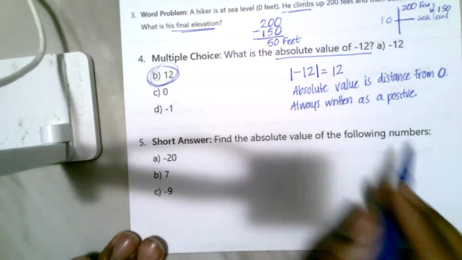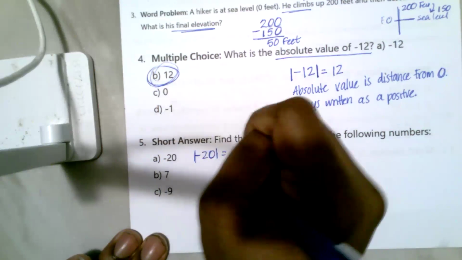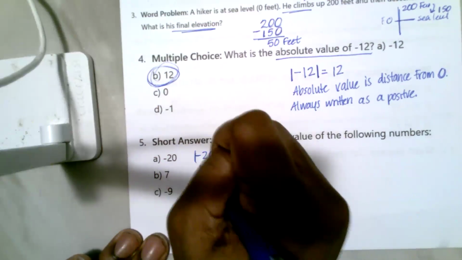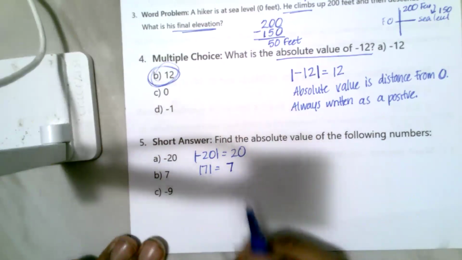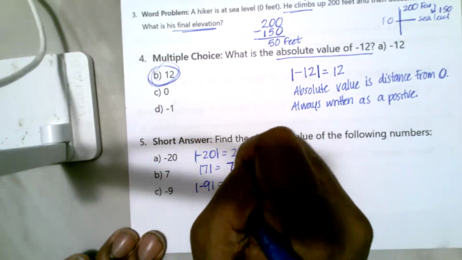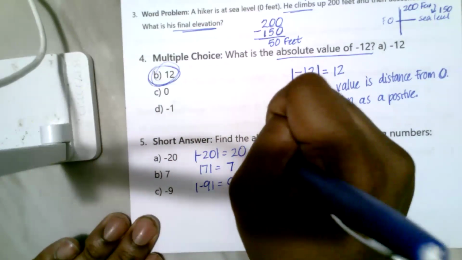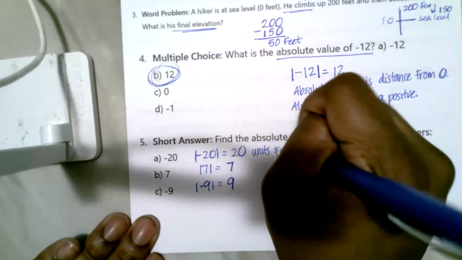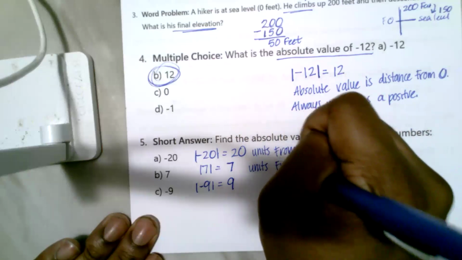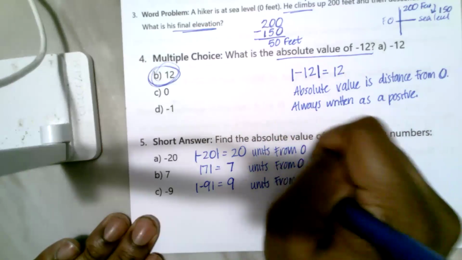Find the absolute value of the following numbers. The absolute value of negative 20 is 20 because it's 20 units from 0. The absolute value of 7 is 7 because 7 is positive 7 units from 0. The absolute value of negative 9 is 9 because it's 9 units from 0. So 20 units from 0, 7 units from 0, and 9 units from 0.